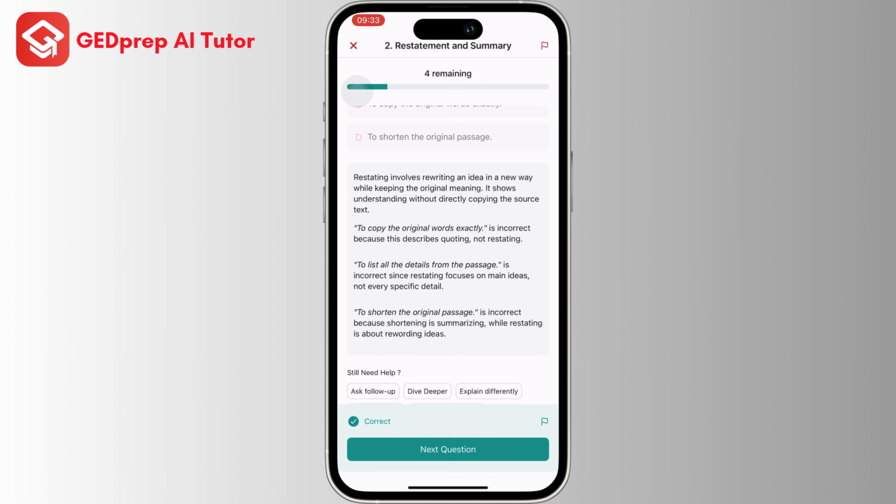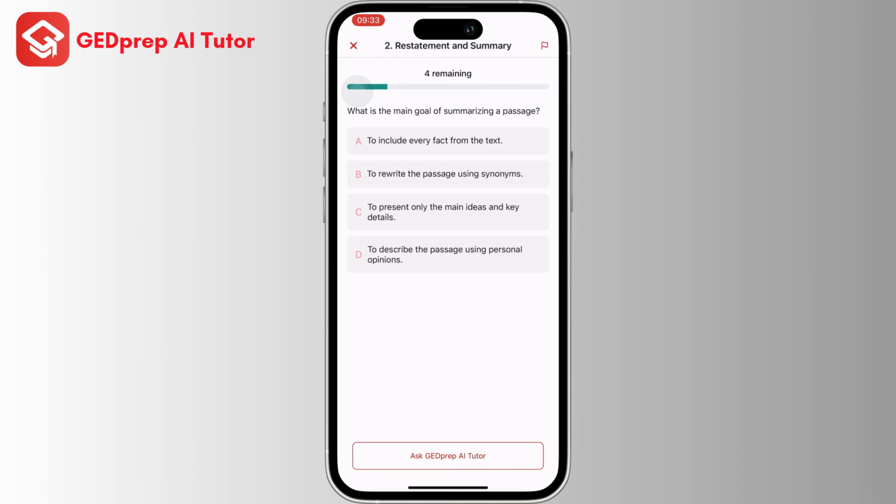Question 2. What is the main goal of summarizing a passage? Option 1. To include every fact from the text. Option 2. To rewrite the passage using synonyms. Option 3. To present only the main ideas and key details. Option 4. To describe the passage using personal opinions.